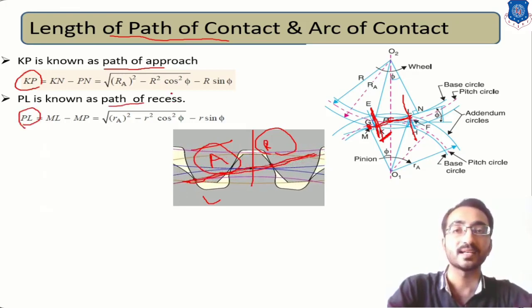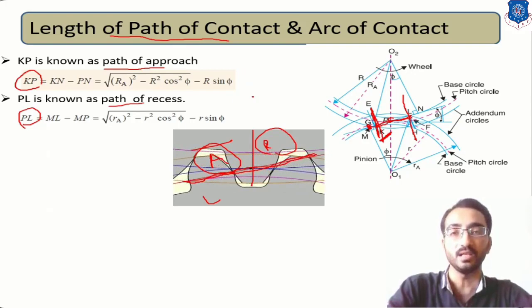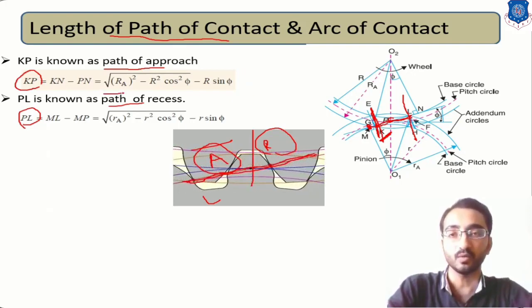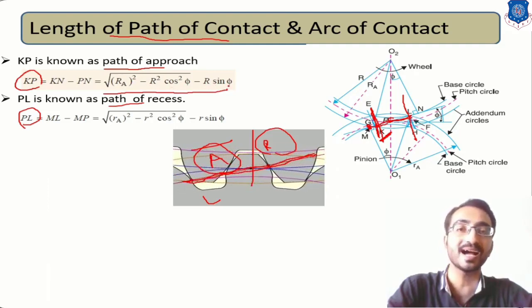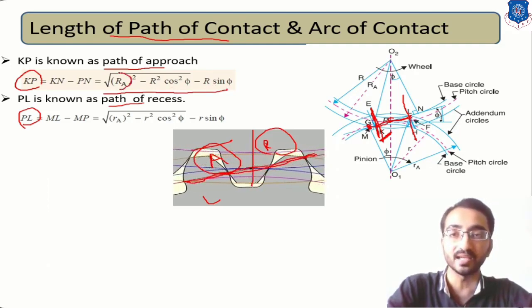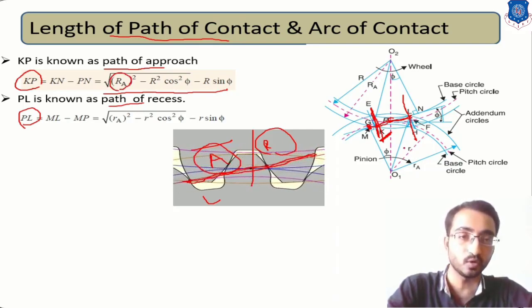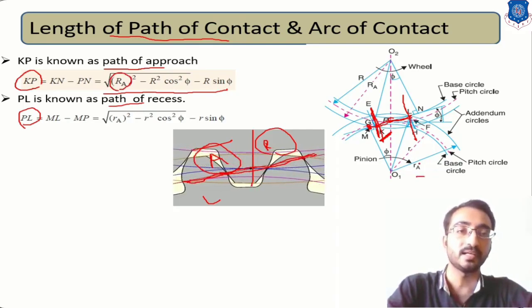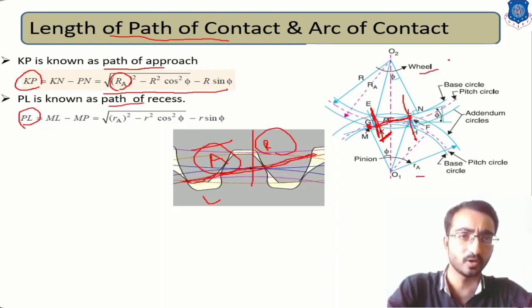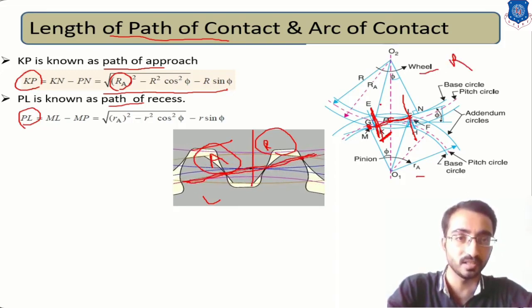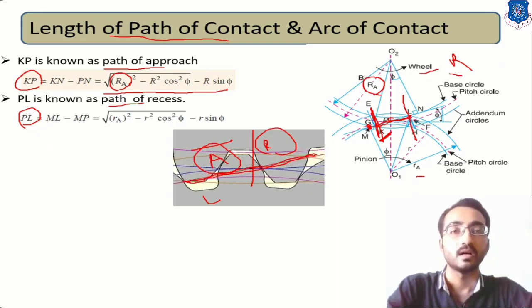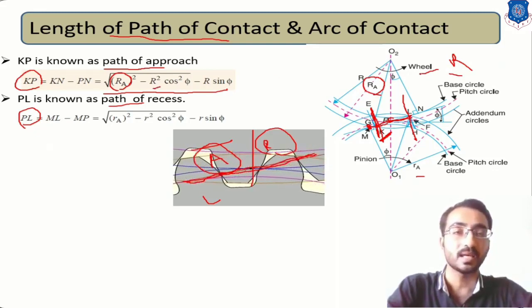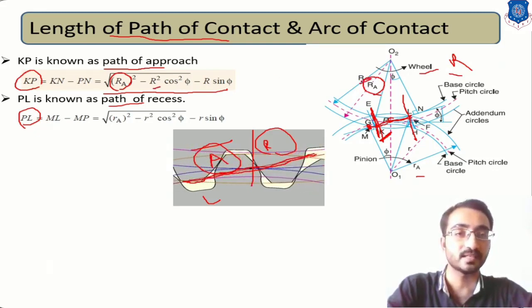Now this formula can be derived in a mathematical way. Over here we can derive the equation: under root of RA square minus R square cos square phi, minus R sin phi. Here RA is the addendum radius. If you consider that this one is your pinion and this one is your gear, then for the gear you can say capital R, because if you want to find that distance, RA is the addendum radius of the gear, and capital R is equal to the pitch circle radius.